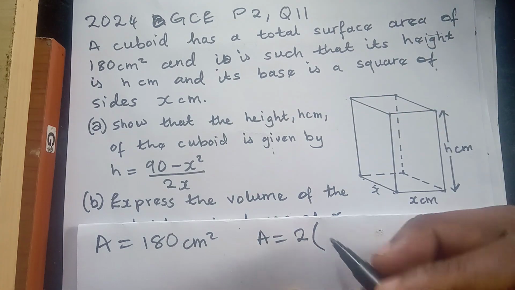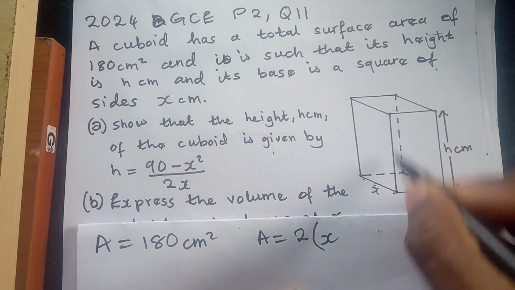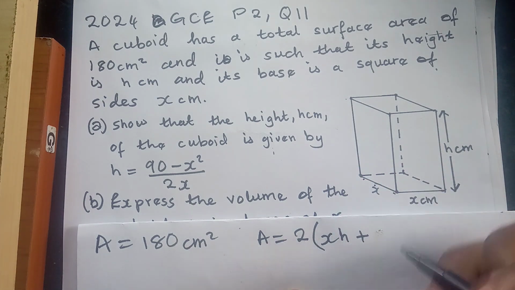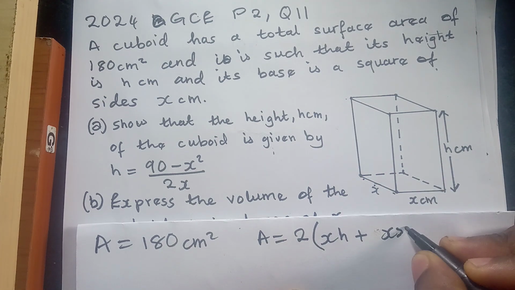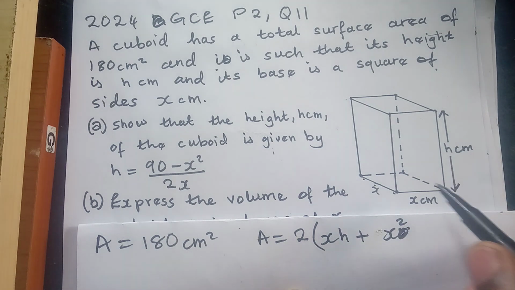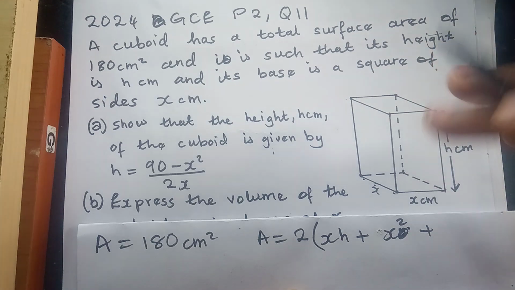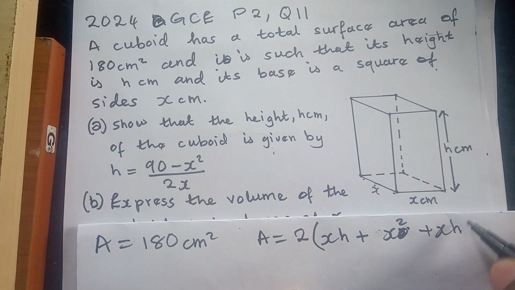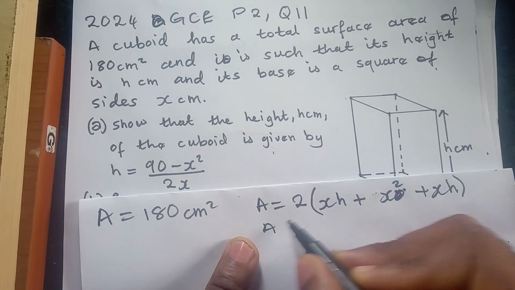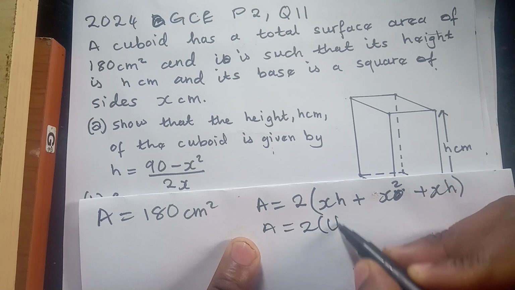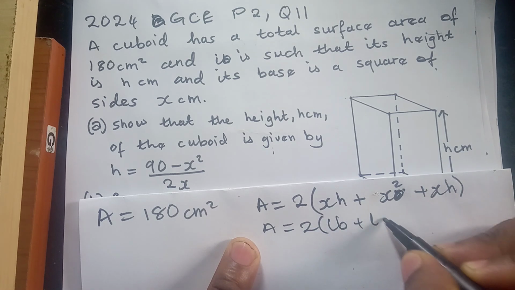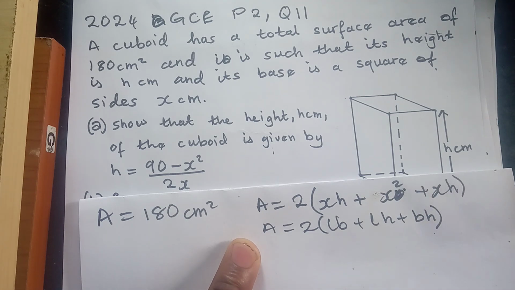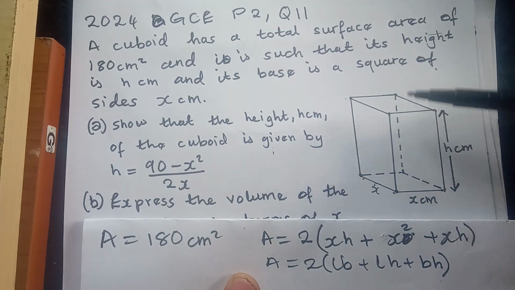So the area of this face is x times h, plus the area of the base, which is x times x, let's just say x squared, and then plus the area of this face here, which will be x times h. Of course, the formula is this: 2 times lb plus lh and then plus bh. The order doesn't really matter as long as you have found the area of each of the faces.